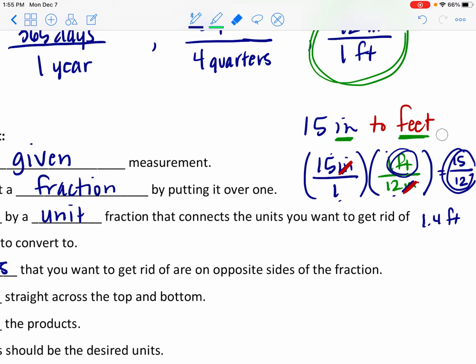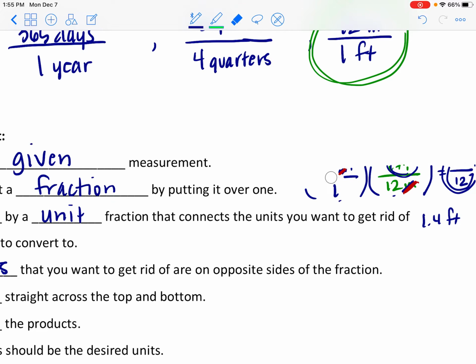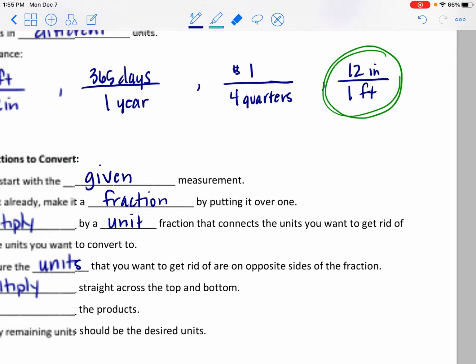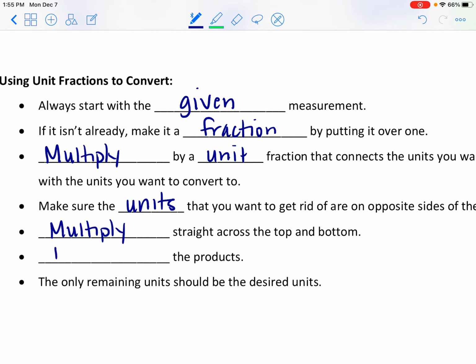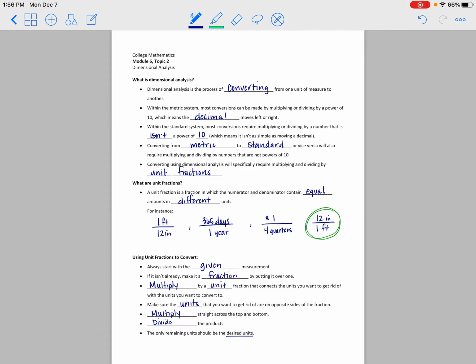Okay? So don't worry, we're going to practice that process just a bit. I was trying to just give you a little sample. So you're multiplying straight across the top, straight across the bottom. You're going to divide that last fraction that you have left over, and then the only units remaining should be the desired units. Your desired units should be all that's left at the end in terms of units. Okay? So let's try this.